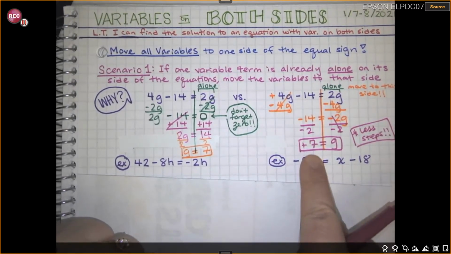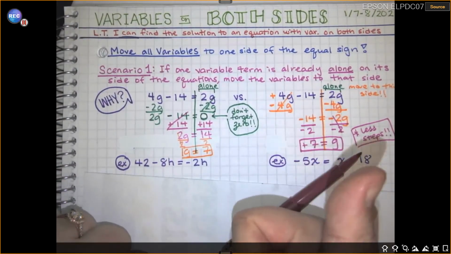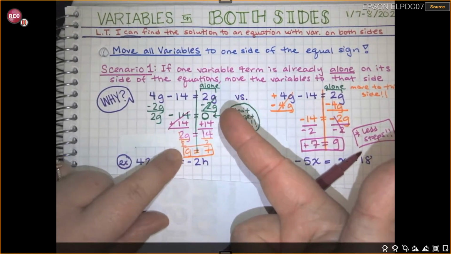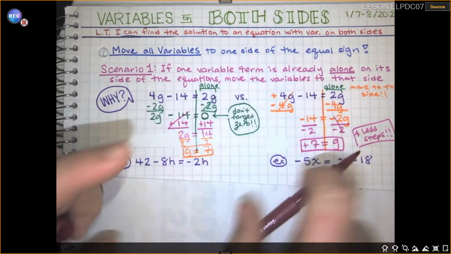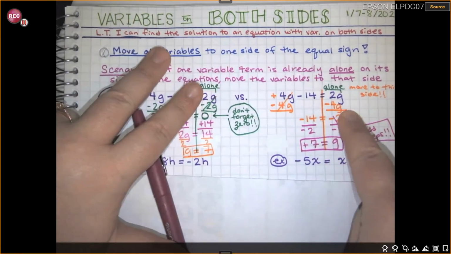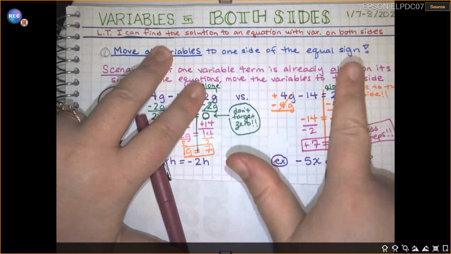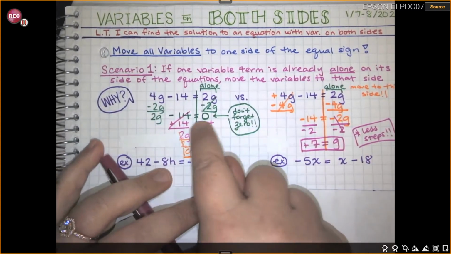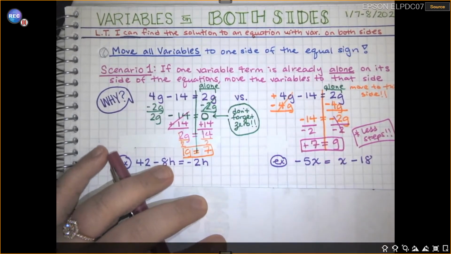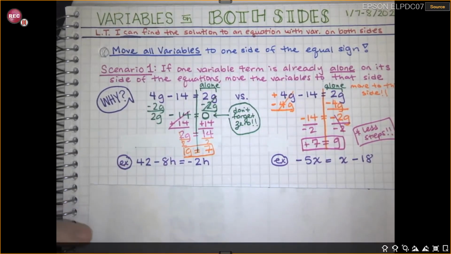That is why I prefer this way, because here I had to move the 2g, that's one step. Then I had to add the 14, that's another step. Then I had to divide by 2, that's another step, so that's 3 steps. Over here, I moved 4g, so I minused it. That's one step. And then here, I divided by negative 2. That's only 2 steps. So here, people forget the 0 and mess up, and it's longer than that one. Okay? So, if it's alone, just move it to the side where it is alone.